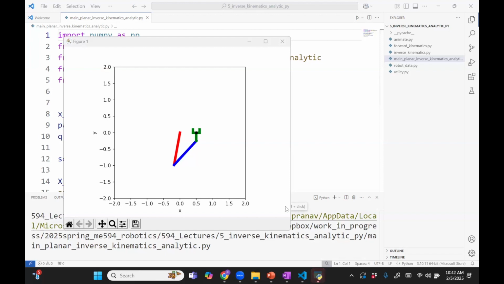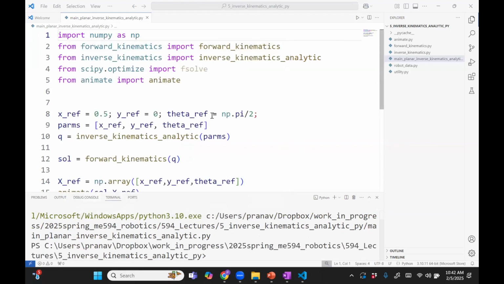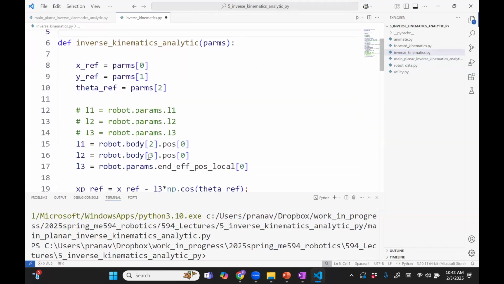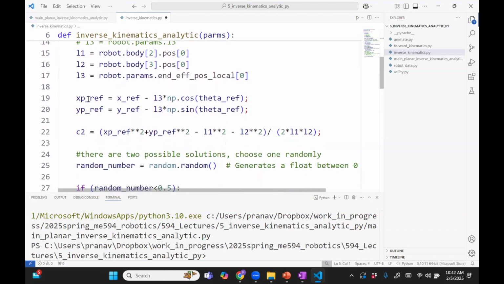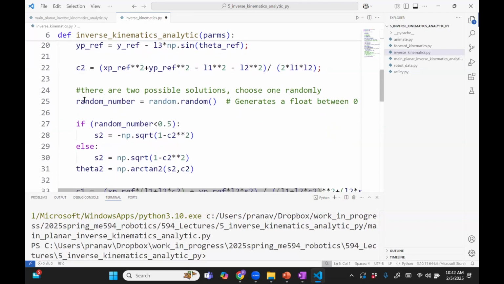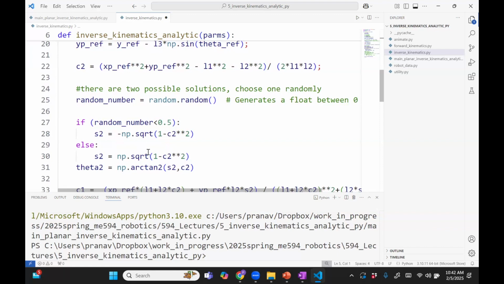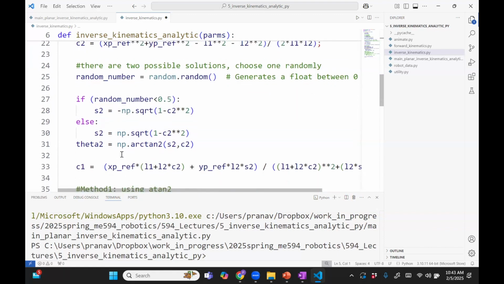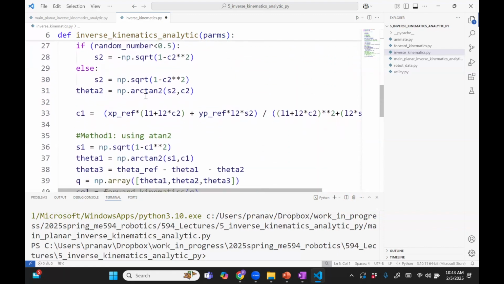So here is the solution. Okay, so vertical. Now let me show you a little bit about the inverse kinematics. What I did here was essentially copy-paste the formulas. I have x bar ref, y bar ref, which I wrote as xp and yp. I computed C2, again from the formula. Here I've used a random number generator to select one of the two roots. There are two solutions, one negative, one positive, so I randomly choose one. I compute theta2 using the tangent. Then I get C1, which was the last thing I did.